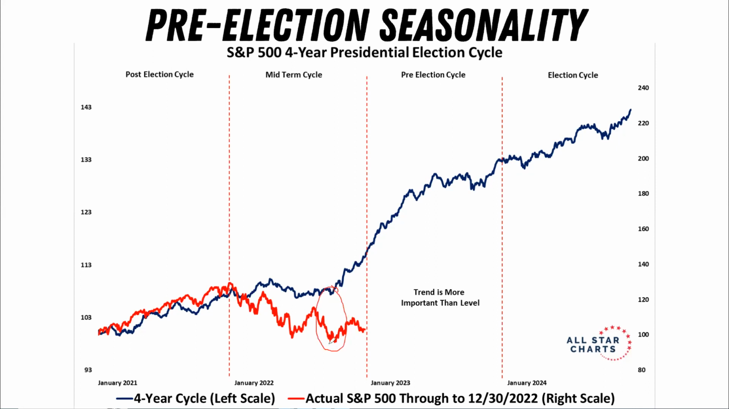And you can see that that's when the stock market actually bottomed in this time period, had a strong rally, and then we followed the pre-election seasonality pretty well. This is basically where we're at right here, okay? We're approaching that October-ish bottom right in through here, and we're going to be expecting a pretty strong rally to finish the year.